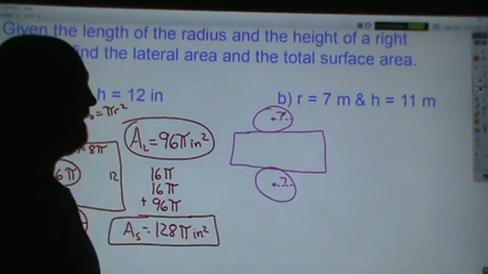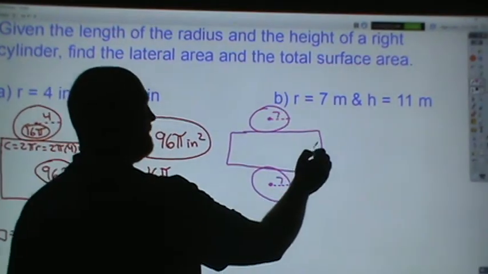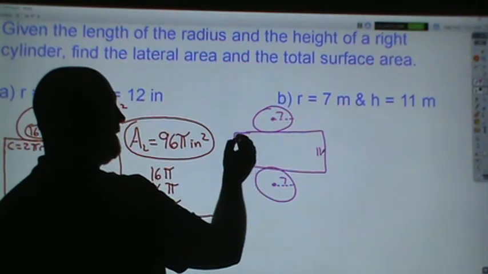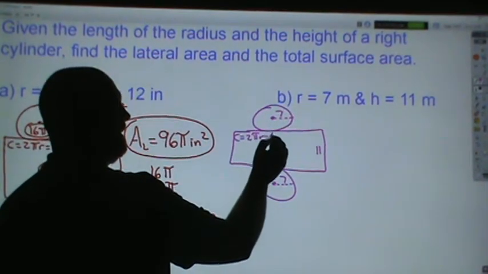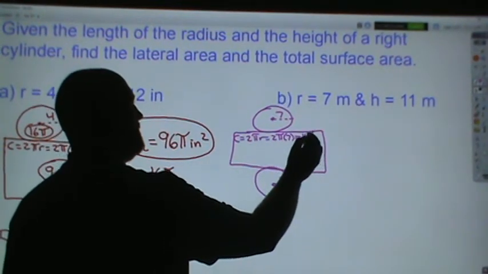To find the area of the rectangle in the middle, that lateral area, we know the height is 11. But I need to know the other edge. And the other edge is the same as the distance around the circle. It's called circumference, and that's 2 pi r. So we're going to have 2 pi times 7, which is 14 pi.